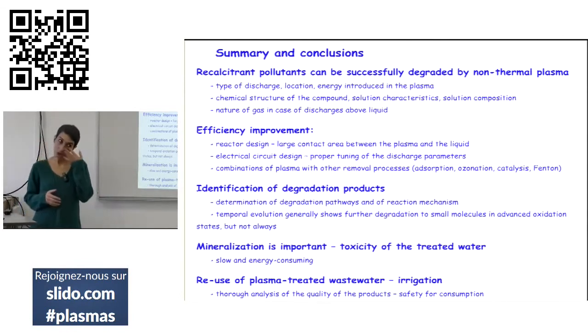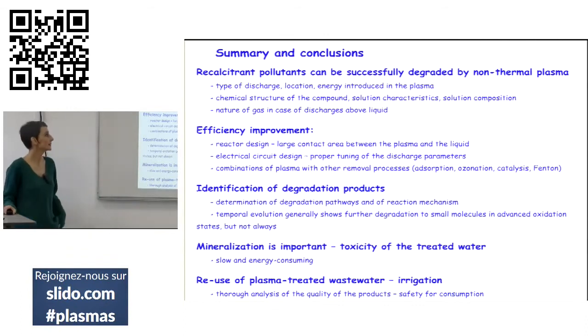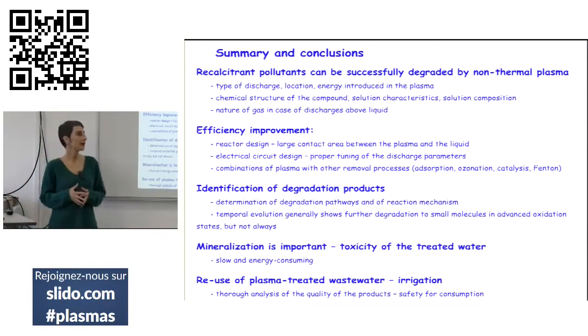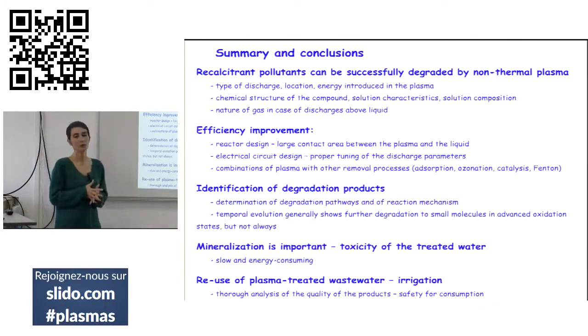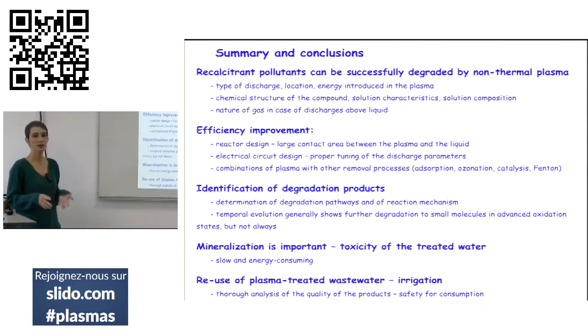We can improve the efficiency to some extent by changing the reactor design in order to ensure a large contact area between the plasma and the liquid. We can also improve the electrical circuit by tuning the discharge parameters, and we can improve definitely by combination of plasma with other removal processes, as you saw: adsorption, ozonation, catalysis, or the Fenton process.